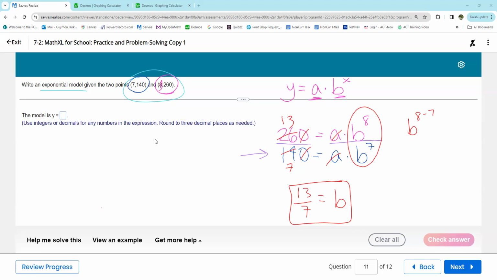You might have an exponent left on your b, but then raise that to a reciprocal of that exponent on both sides, and then you'll have your b. But in this case, then we take either equation above, the pink one or the blue one, and we substitute in the b. I like to use those smaller numbers, so I'm going to take the blue one. 140 equals a times b. What do we get for b? 13 sevenths to the 7th power.